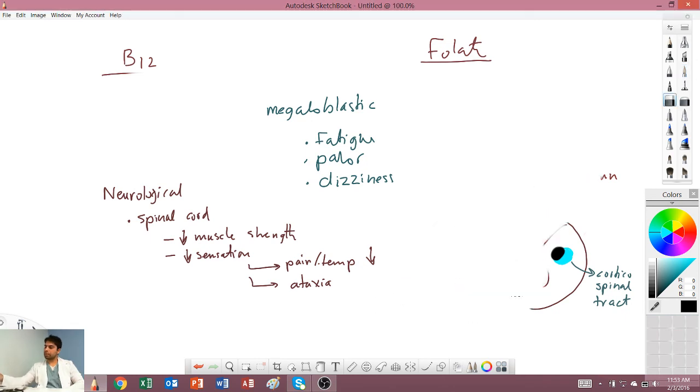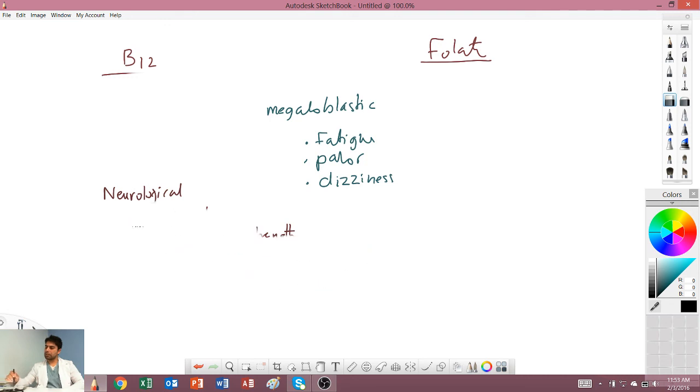So how will we differentiate based on symptoms? If it has neurological symptoms, we will think it's B12. Both of them will have anemic episodes. They both cause megaloblastic anemia. Fatigue, pallor, dizziness, both of them will cause that. But only B12 will give you neurological symptoms.